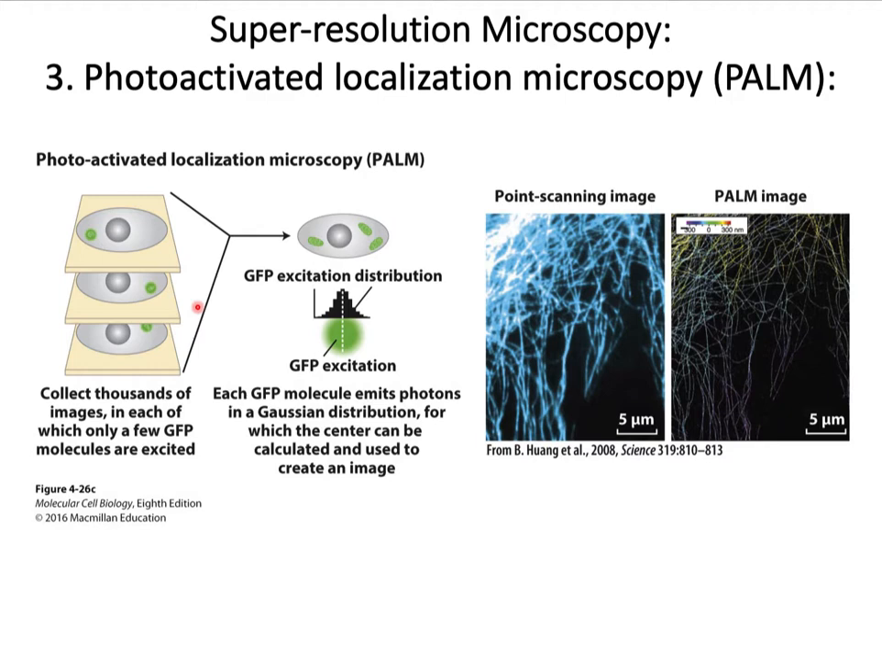So the image is reconstructed digitally, where the optical information from the highest point of the Gaussian distribution curve is retained and all others are cancelled out or deleted. This technique provides a super resolution image, as you can see a comparison between a point scanning confocal versus a PALM image of the cytoskeletal structures.